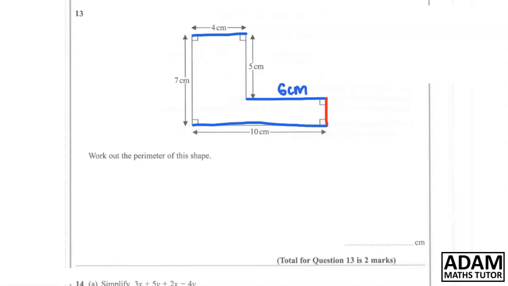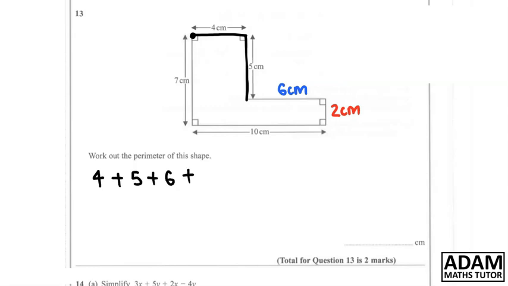And likewise, if we know that this whole distance is 7 and this bit here is 5, that means that this bit left over must be 2 centimeters. The perimeter is the distance around the outside. So start in one corner and work our way around. So 4 plus 5 and continue all the way around until you get back to the point that you started at. 4 plus 5 plus 6 plus 2 plus 10 plus 7, and that's a total of 34 centimeters for the perimeter.